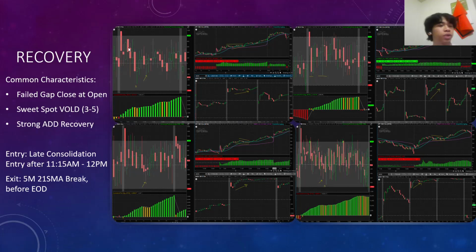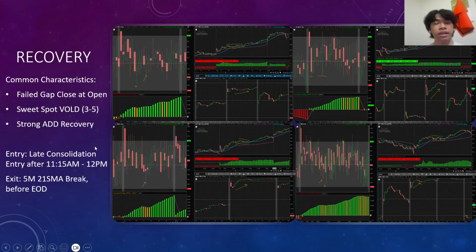So the last one is recovery. Common characteristics is that it has a pretty big gap up, and it tries to close the gap. Right here, it tries to close the gap, but then it reverses, consolidates, and then trends. The VOLD is usually around the sweet spot. It doesn't have to be, right, but it's usually around the sweet spot of 3 to 5, and there's a strong ADD recovery. So pops down and then pops back up, down, up, down, up, down, up.